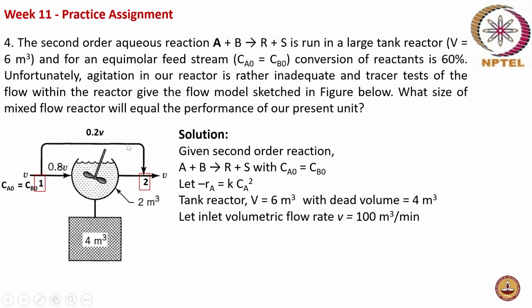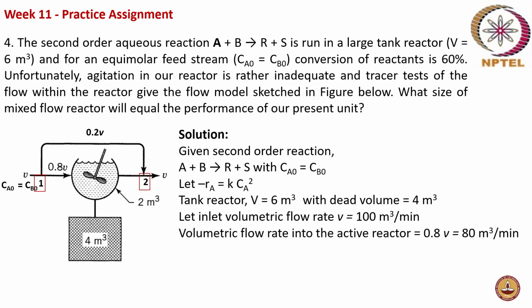20% of the volumetric flow rate of the reactants gets bypassed. Right. And only 80% of the volumetric flow rate enters into the reactor. Whereas here the output, again you will get the same volumetric flow rate as the overall input.